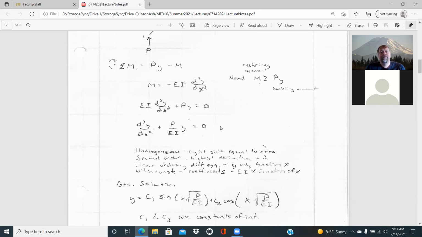only a function of x. And so remembering back to Math 321, homogeneous just means the right-hand side is equal to 0. Second order means that the highest derivative is 2. And linear ordinary differential equation, y is only a function of x. It also has constant coefficients. Out in the front here, we have unity for the first one and P over EI for the second term.